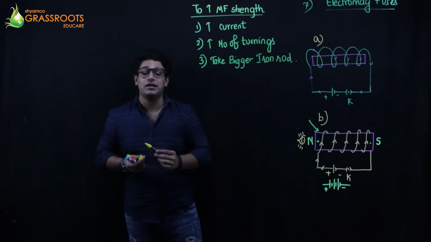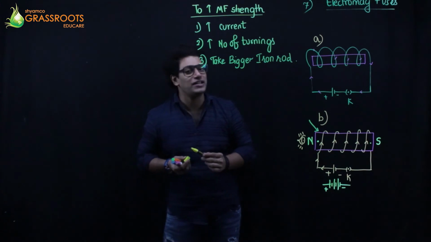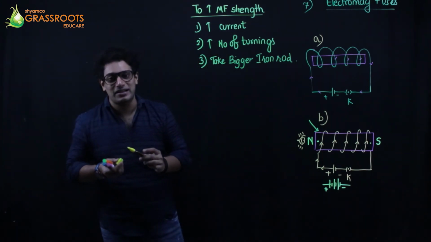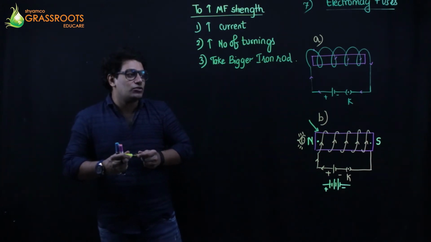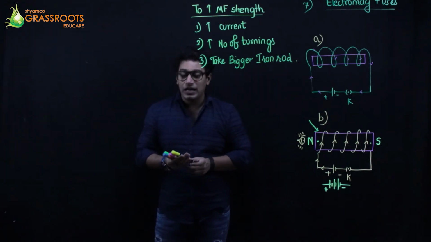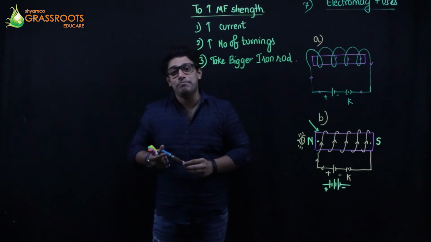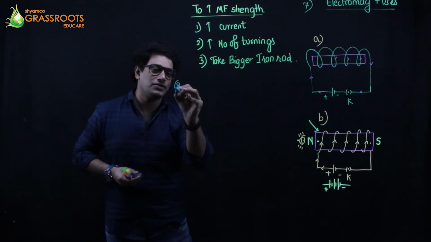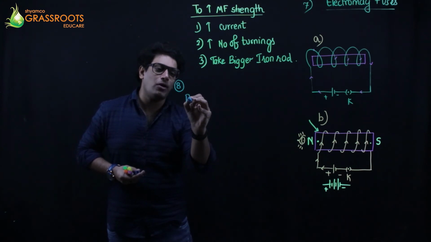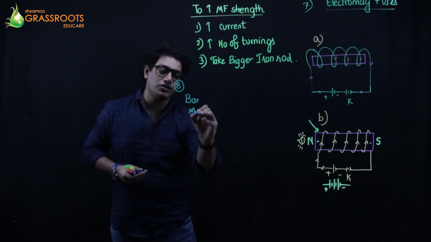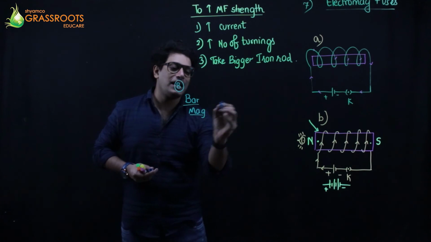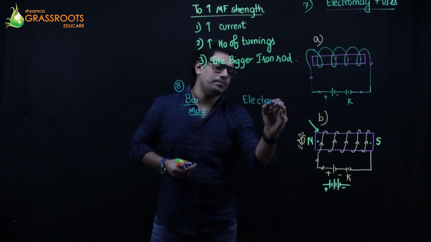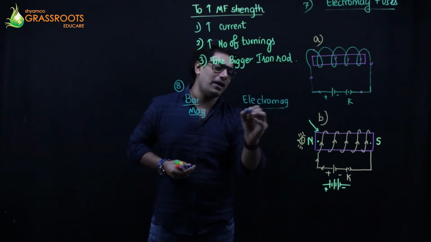And this is nothing but, can I say, a temporary magnet. It's not a permanent magnet. As long as the current is there, it will remain a magnet, right? So now my next answer would be: differentiate between a temporary magnet and a permanent magnet. So my eighth answer, I'm talking about a bar magnet, which is a permanent magnet, and I'm talking about an electromagnet, which is a temporary magnet.